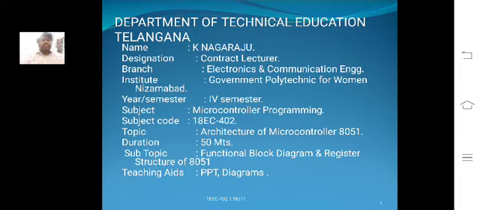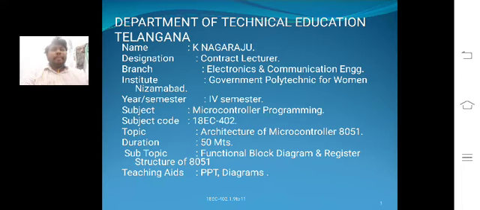Today's topic is the functional block diagram and the register structure of 8051 microcontroller.